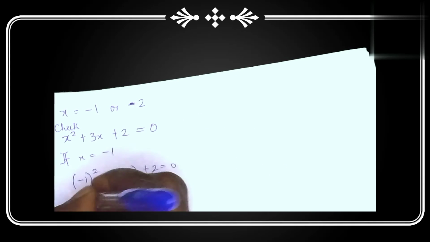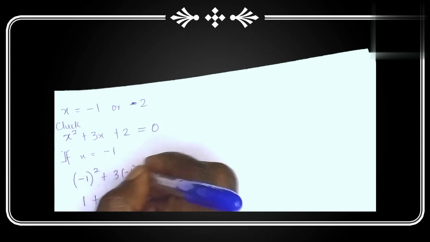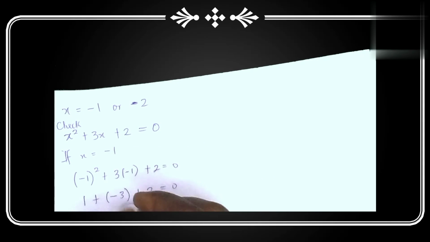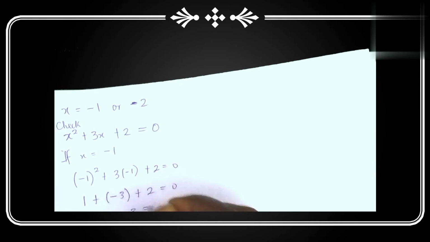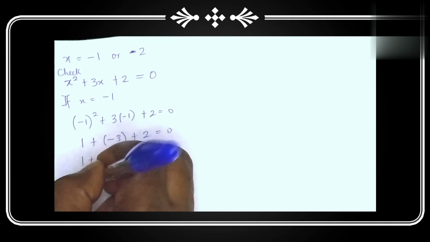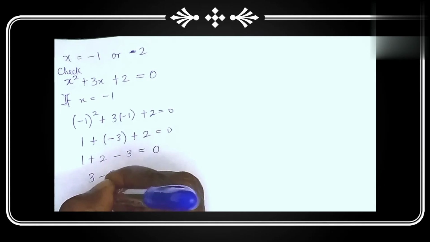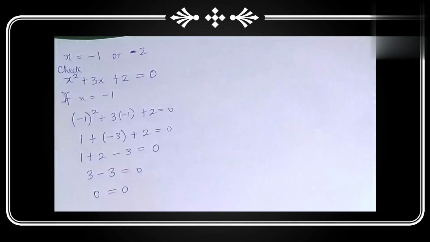Now we have minus 1 times minus 1 is plus 1. Then we have plus 3 times minus 1, minus 3, plus 2 equals 0. Then we have 1 plus 2 minus 3 equals 0. Then we have 3 minus 3 equals 0. Now 0 equals 0. So we have checked and proved that x is actually equal to minus 1.